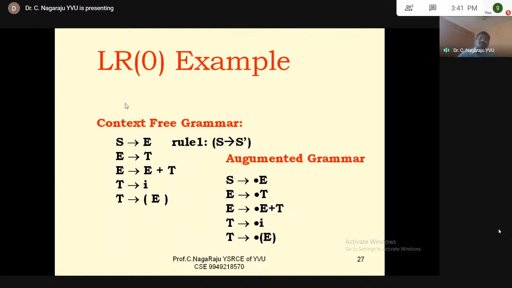In the LR0 parser construction, a dummy root node will be created, and next all the productions are prefixed by the dot notation. That grammar is called augmented grammar, right?